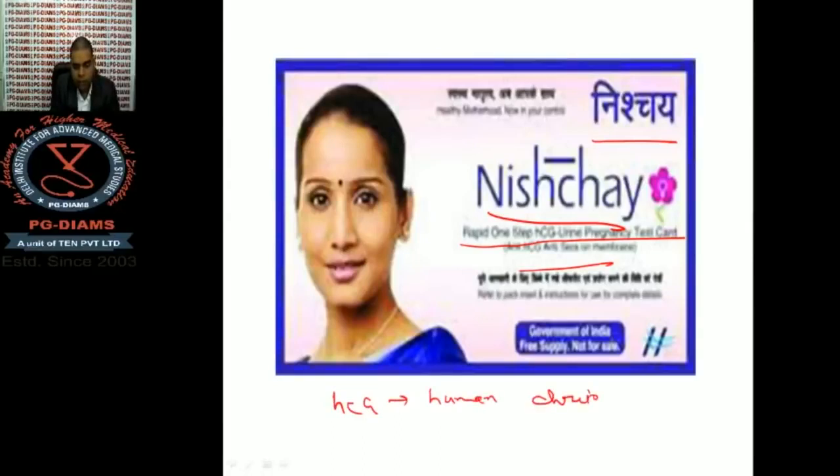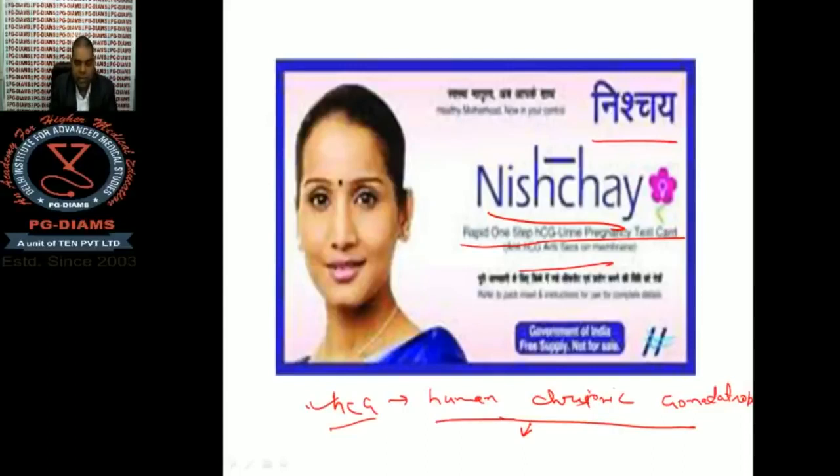Chorionic gonadotropin is a hormone which is secreted first mostly by the placenta, but in the initial phase it is also secreted by the corpus luteum, which remains for some time after conception. So HCG hormone is secreted from the corpus luteum and then from the placenta.